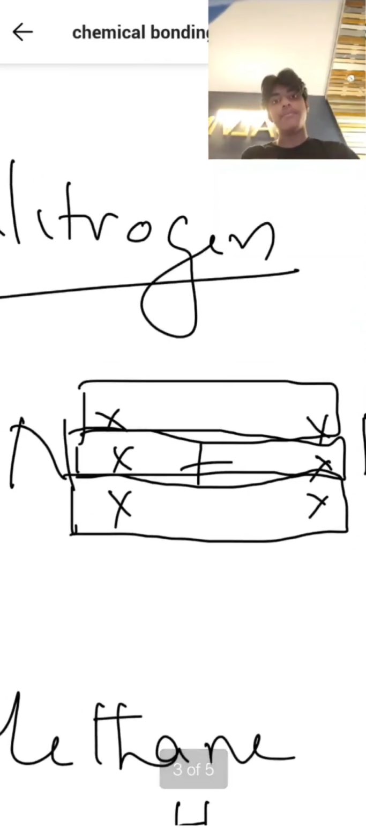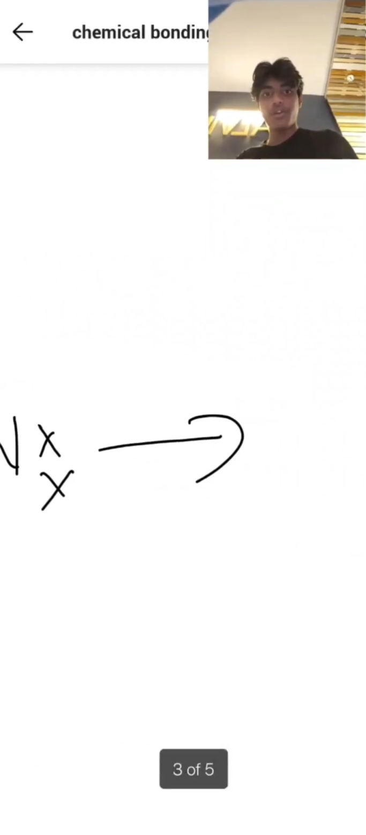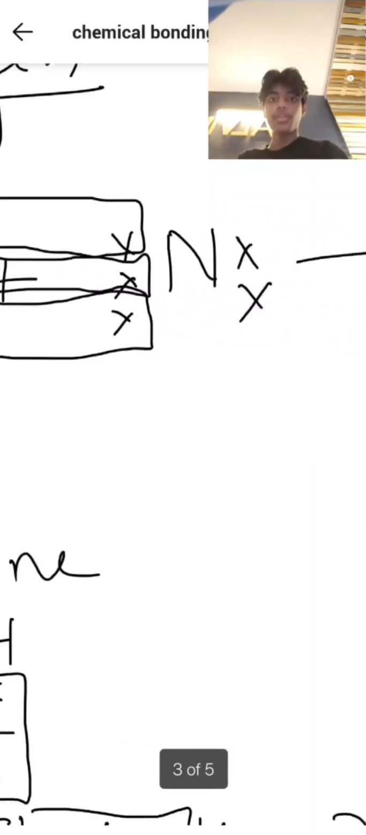So that many pairs of electrons will be shared. So that's 3 shared pairs. That means it becomes a triple bond, right? So this is a triple covalent bond. This is how it looks. And if you want to draw the final structure that forms, this is how it looks. Okay, I hope you understood nitrogen.